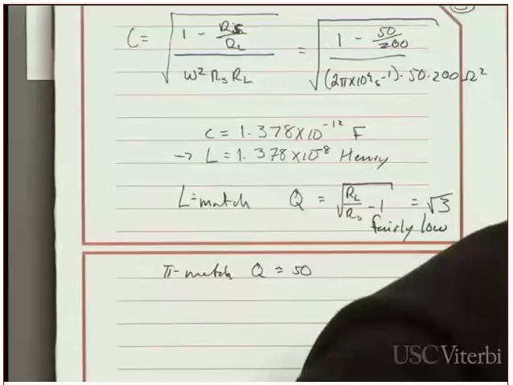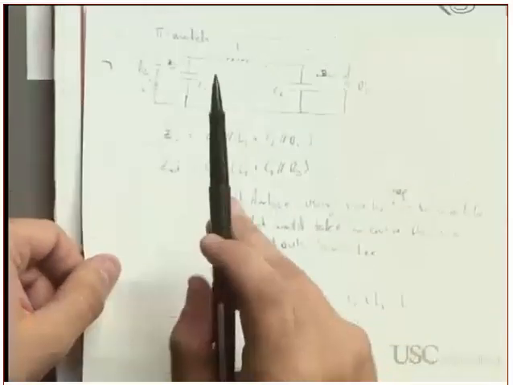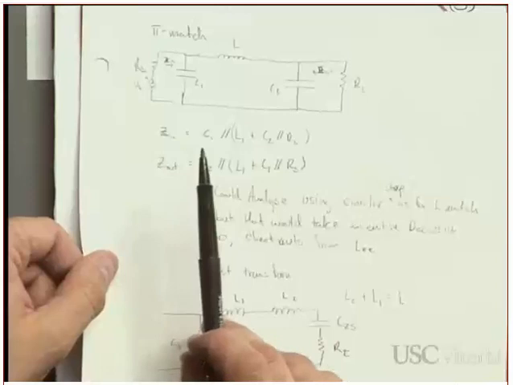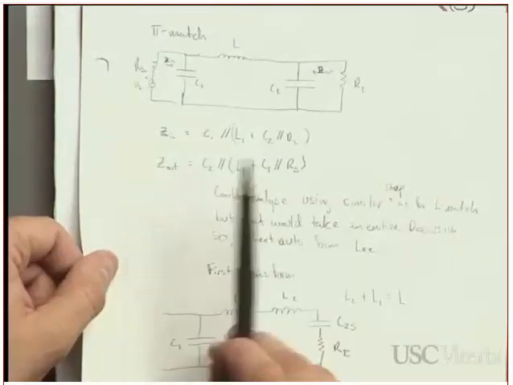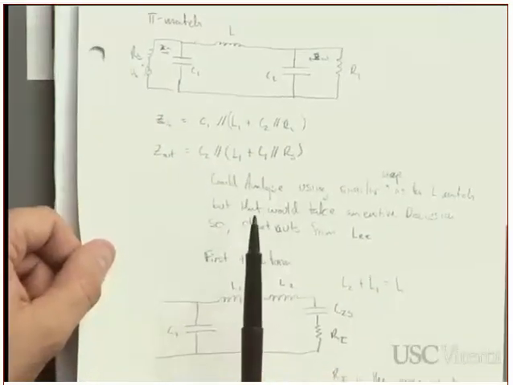I'll go ahead and scan these notes. But basically, if you see here, the pi match looks like this, and you solve for Z in and Z out, as labeled up there.